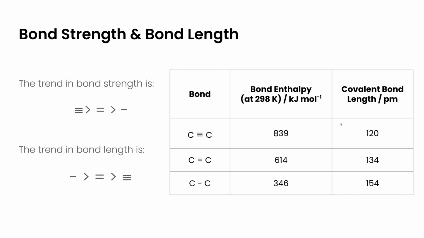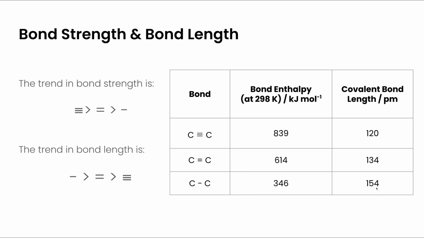For the bond length, a single bond is longer than a double bond, which is longer than a triple bond. And so in our data table here, our covalent bond length is measured in picometers. And you can see triple bond is 120, so that's the shortest, followed by our double bond at 134, and then our single bond at 154.